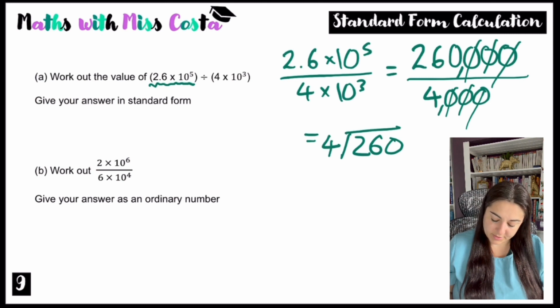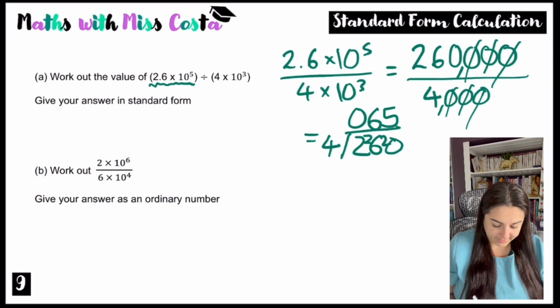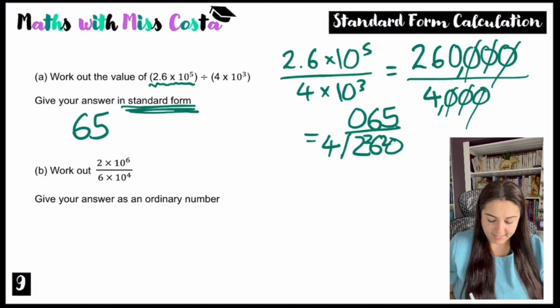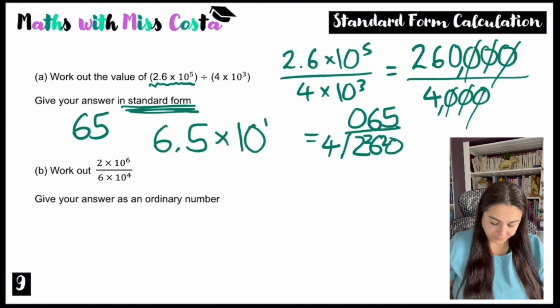4 is into 2, go 0. 4 is into 26, go 6, remainder 2. And 4 is into 20, go 5. So that would be 65. I've been asked to give my answer in standard form. So I'd say that's 6.5 times 10 to the power of 1. And now I am being told to work this out.